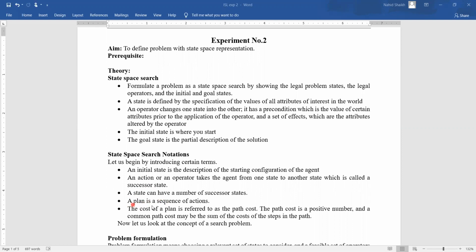Now next thing is a plan. A plan is when, okay, I define this is my initial state, this is my goal, this is my operator which I can apply, and then I can generate the successor state. But what is my plan?